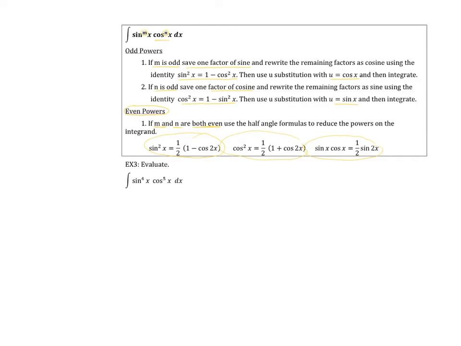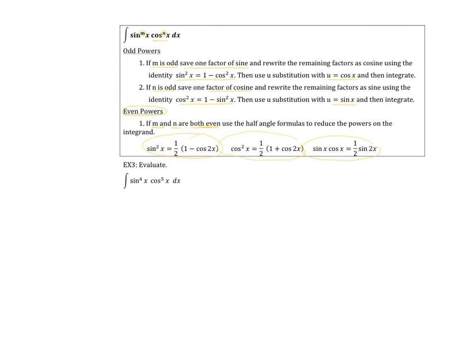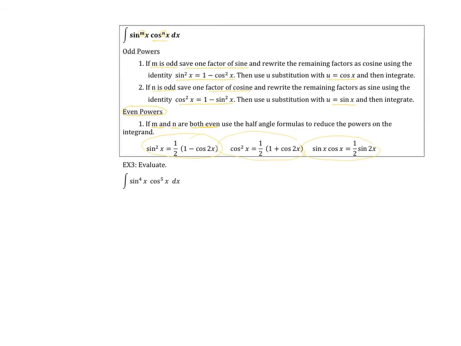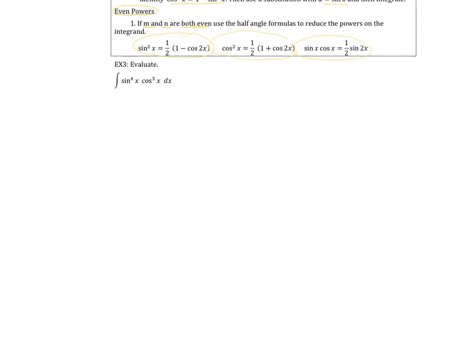We have sine to the fourth and cosine to the fifth. So they're not both even. One is even and one is odd, and cosine is the one with the odd power. So what I'm going to do is, since cosine is the one with the odd power, I'm going to reserve one factor of cosine. And my integral will be sine to the fourth x times cosine to the fourth x times cosine of x dx.